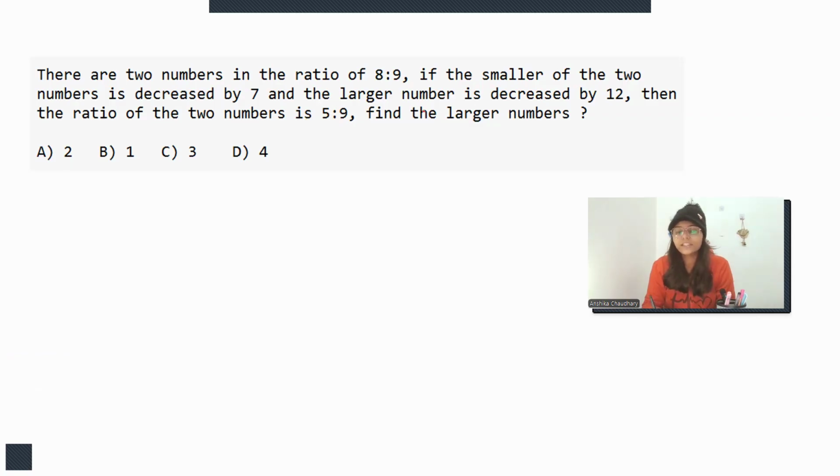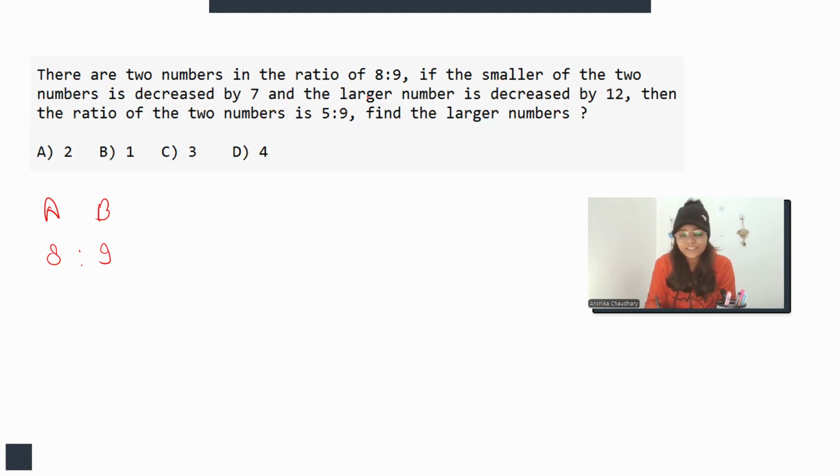There are two numbers in the ratio of 8:9. So I'm considering that the numbers are A and B, and the ratio given is 8:9, right? If the smaller of the two numbers is decreased by 7 and the larger number is decreased by 12, then the ratio of the two numbers will become 5:9. Find the larger number. Okay, now mostly people will do like 8 minus 7 and 9 minus 12, right? But this is the wrong approach.